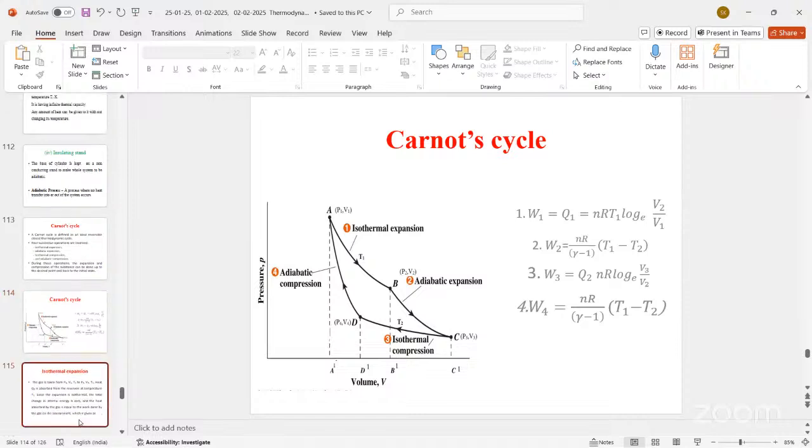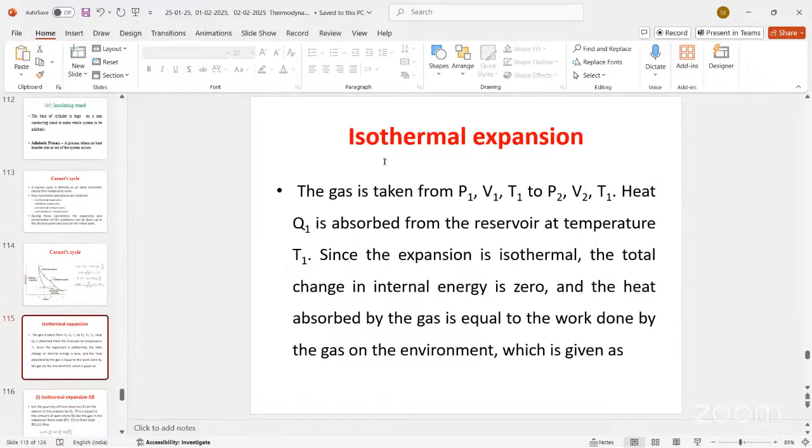Here, how the expansion happens, I will tell you. The gas is taken from P1 V1 T1 to P2 V2 T1. Earlier I told you, where we take the heat, Q1 is absorbed from the reservoir at a temperature of T2. Q1, when will we get that? That is at T2. The temperature is T2. What heat are we absorbing? We are taking Q1. The temperature of the reservoir is T1.